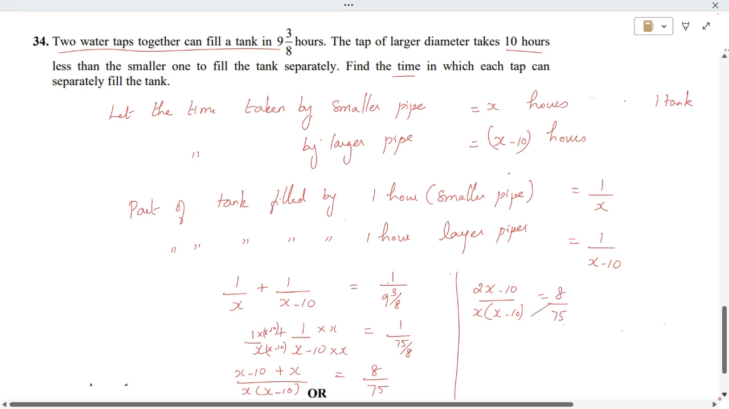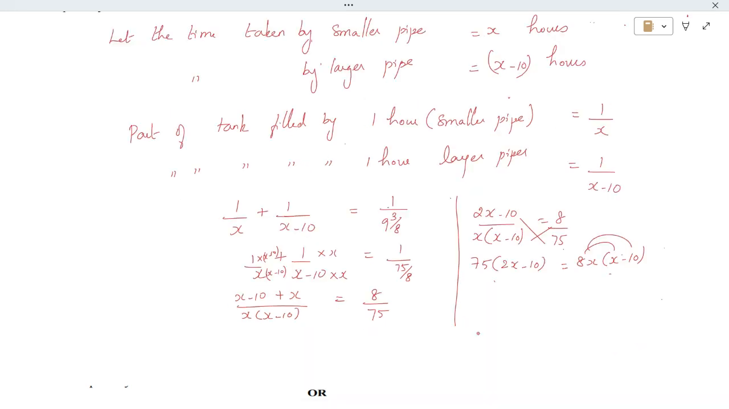So I'm just cross multiplying. So it is 75 times 2x minus 10 is equal to 8x times x minus 10. If you evaluate the bracket, it is going to be 150x minus 750 is equal to 8x square minus 80x. So now bring all the terms to the right hand side because x square is positive here. So 8x square minus 80x. Now I'm bringing 150x to the other side, so it becomes minus 150x. Negative 750 crosses the equal sign, becomes positive 750, equal to 0.